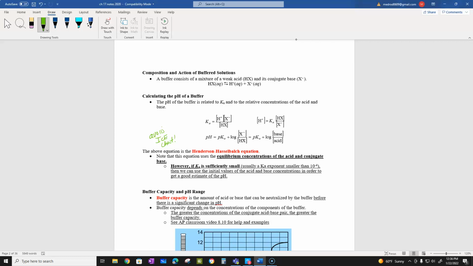So what we can do is remember Ka: products over reactants. I've got my acid, I've got my conjugate. If I substitute this in here and want to find pH, now this is only if I have a buffer solution. I can only use this equation for a buffer. I take what's called the pKa, which is the negative log of Ka, and then I take my weak acid concentration, and then that conjugate base concentration.